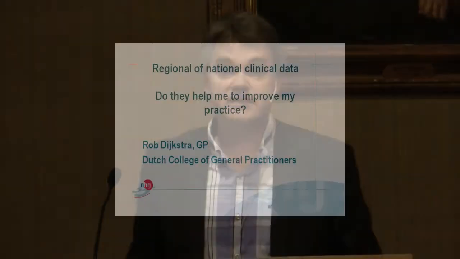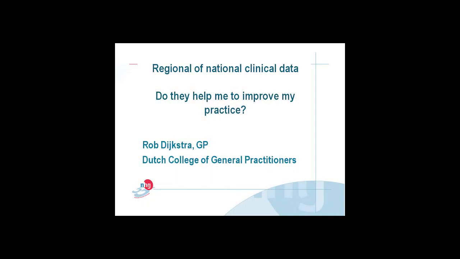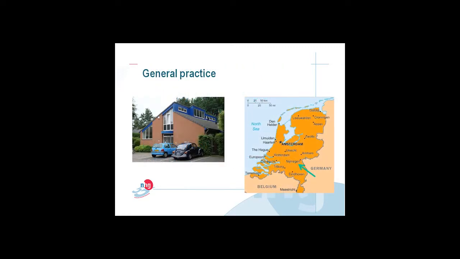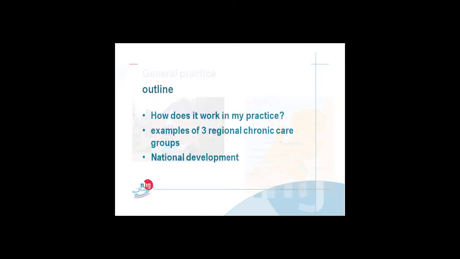Okay, let's start. My name is Dijkstra. I work in a general practice, just to give a short introduction, near Nijmegen, 10 kilometers from the east, in the east of the country. It's a small practice. The outline of today is how it works in my practice. So I would like to start from my personal point of view. I will give examples of 3 regional chronic care groups, and I will go to the national development. Normally you start nationally and end in the practice, like in Denmark, but I do it the other way around.